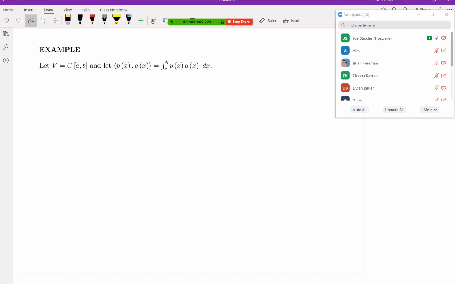So in this one, our vector space is going to be continuous functions on the interval from A to B, and we're going to define our inner product as this integral of multiplying the two functions together over the interval. We're not going to have any issues with this being defined, because if P and Q are continuous functions, then their product is also continuous. And as long as you have a continuous function in here, you have no issues with being able to do the definite integral.